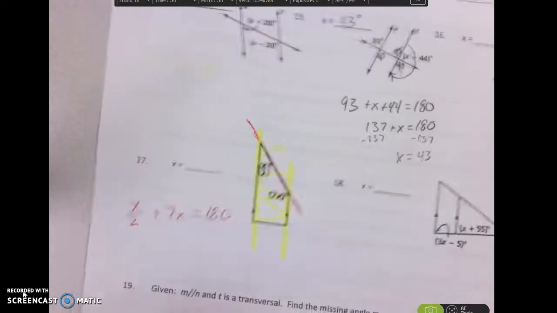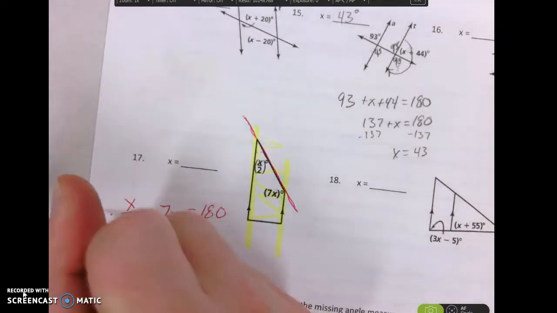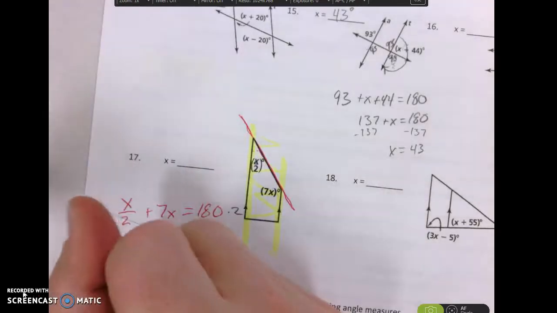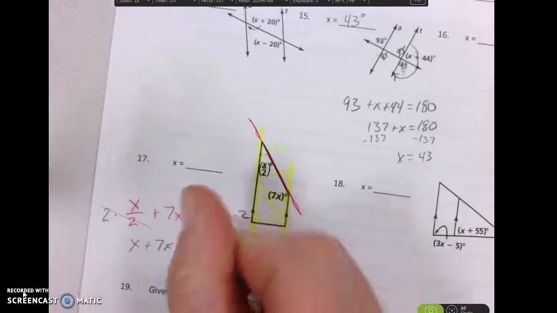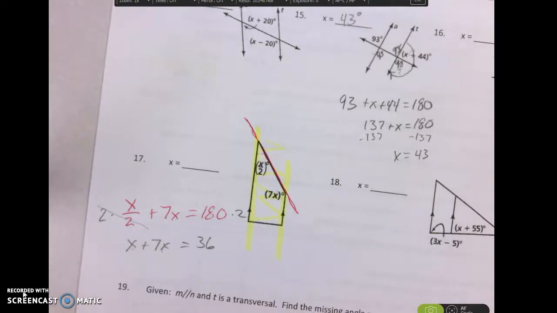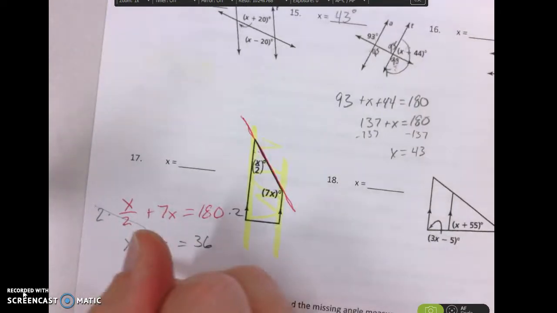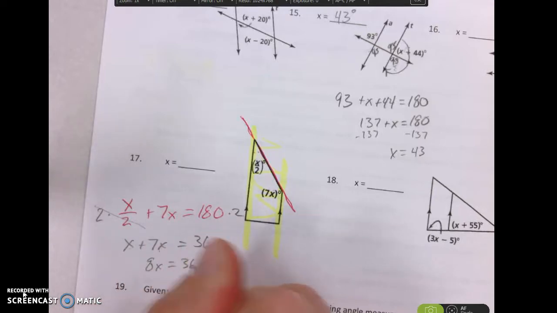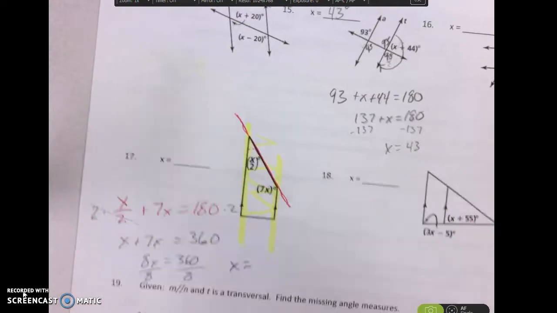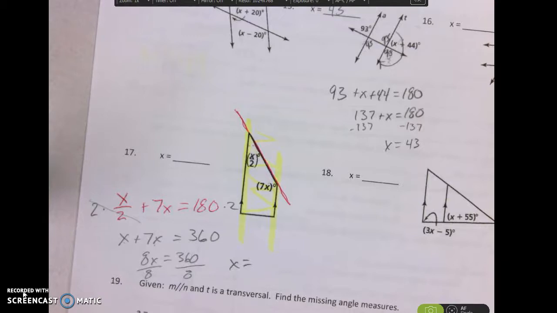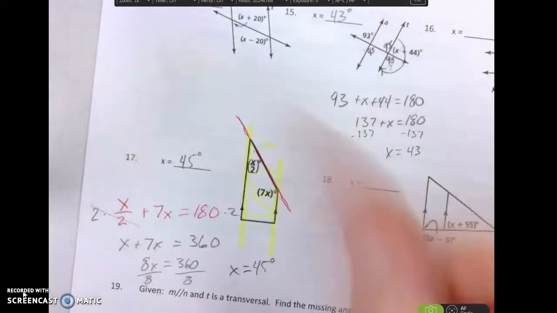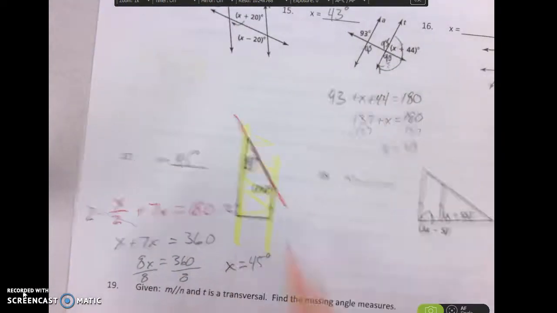We'll work through this. Might as well. What I'm going to do first is I'm going to multiply both sides by 2 and get rid of this fraction here by multiplying by 2, so I get x plus 7x equals 180 times 2 is 360. Now I can take my x and my 7x, add them together, and I get 8x equals 360. Divide by 8, and divide by 8, and I get x equals 45 degrees. Or 45, I should say. And that would be it.